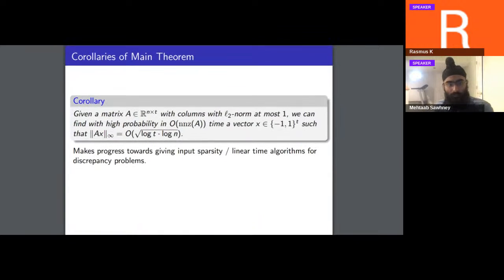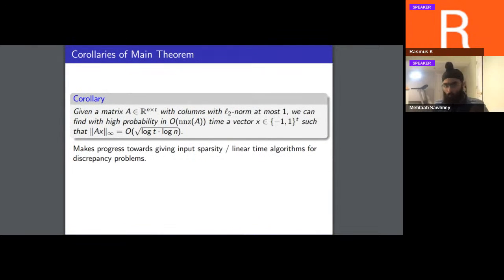And one corollary of this, you need to slightly modify the algorithm, but what you can also show is that in the oblivious setting where there was a bound of log n, you can in linear time find a signing which gives you a discrepancy of log t times log n, or square root of log t times log n. And this makes progress towards giving input sparsity time algorithms for discrepancy problems. And this is a free corollary.